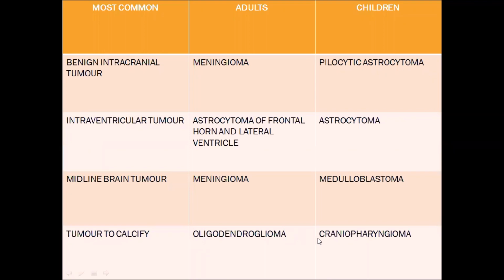So we had an MCQ about this in the last class. Both oligodendroglioma and craniopharyngioma have the tendency to get calcified, and depending on the age group you have to address which is the answer. The most common tumor to calcify in adults is oligodendroglioma. The most common tumor to calcify in children is craniopharyngioma.